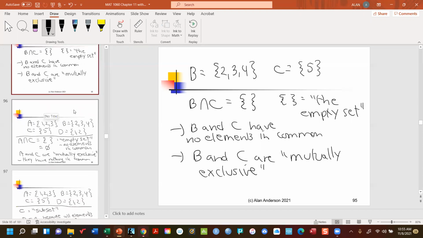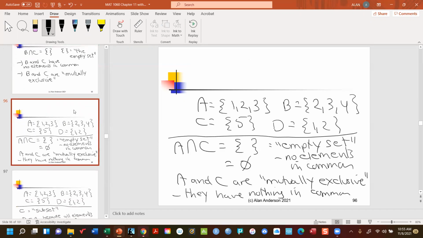Now, in the next slide, I have another example of this. A and C also happen to have no elements in common. They're mutually exclusive. Oh, by the way, I almost forgot to mention this 0 with a slash through it. Some books use that to represent the empty set. You may have seen that as well. It means the same thing, right?